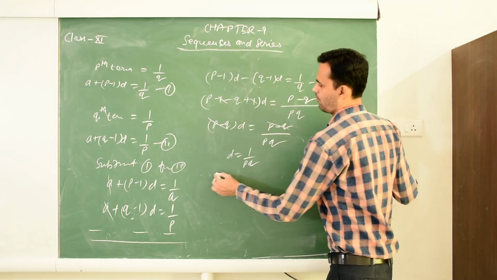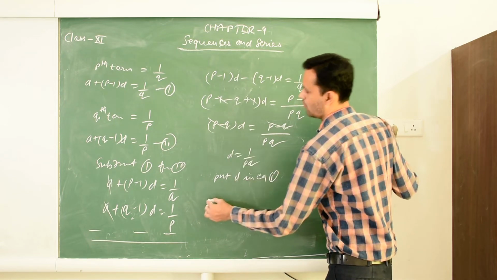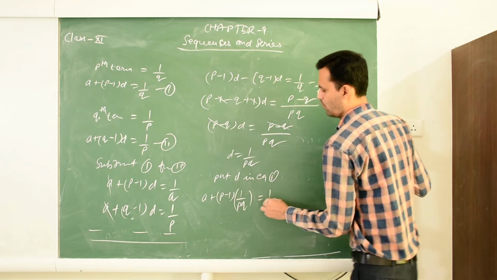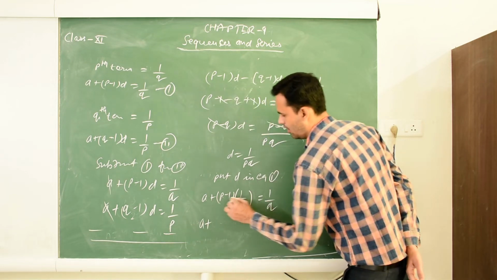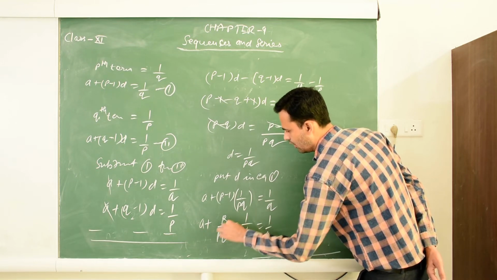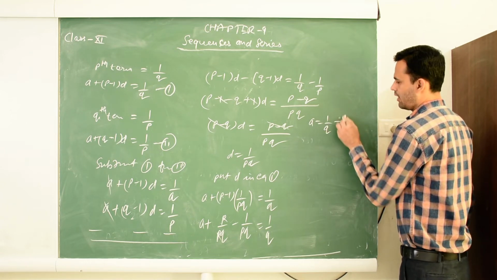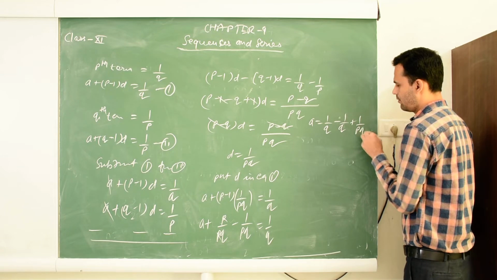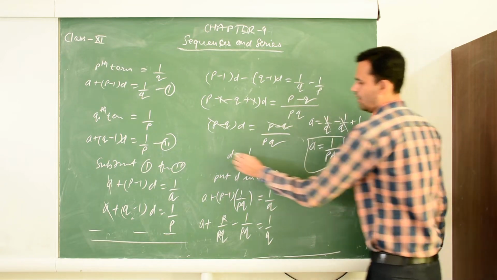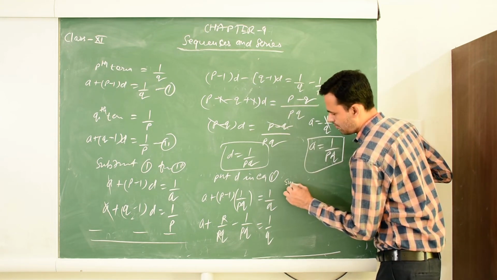Put this value of d, 1 upon pq, in equation 1. So a plus (p minus 1) into d, which is 1 upon pq, equals 1 upon q. So p upon pq minus 1 upon pq equals 1 upon q. P cancels by p. So a equals 1 upon q minus 1 upon q plus 1 upon pq. These two cancel. So the value of a is also 1 upon pq. These two values are 1 upon pq.